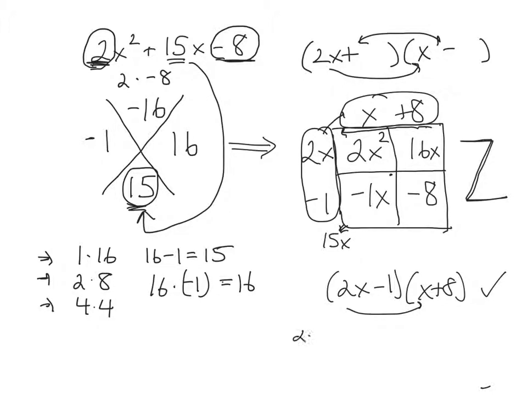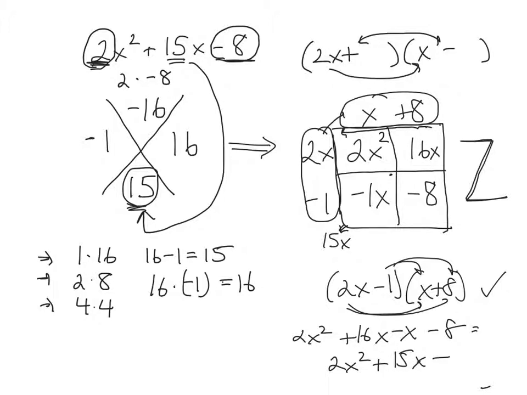So I have 2x squared plus 16x minus x minus 8 by foiling, and that gives me 2x squared plus 15x minus 8. Check.